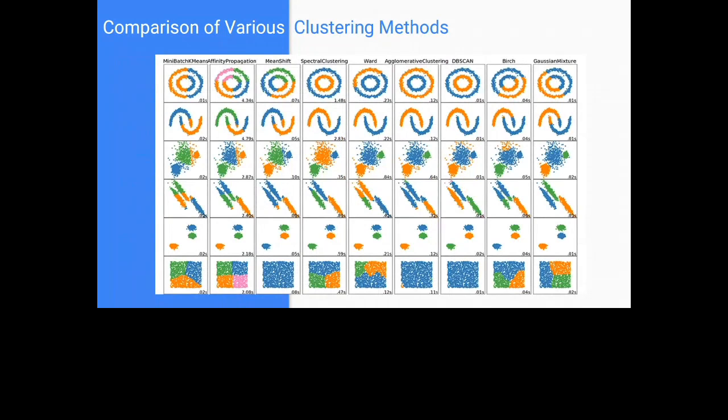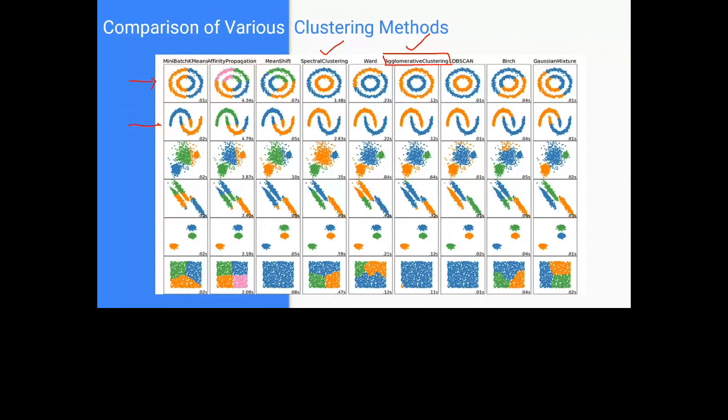So these are multiple clustering algorithms performed on the data set. Let's say you have concentric circles here. Spectral clustering performs very efficiently. Agglomerative clustering is basically hierarchical clustering. It is just another name for it, which is called agglomerative clustering.